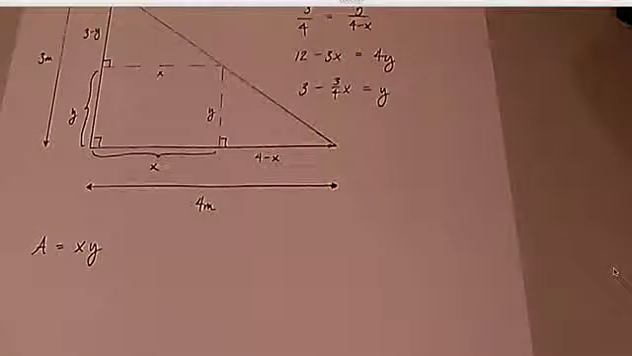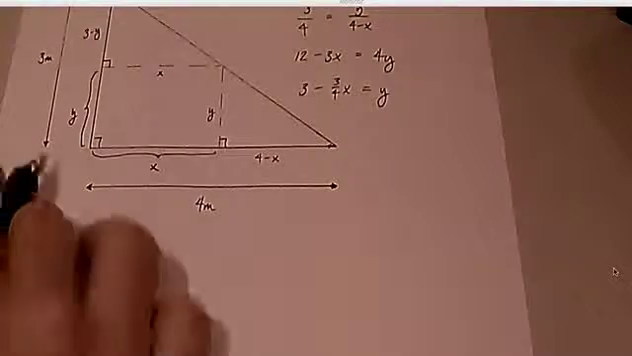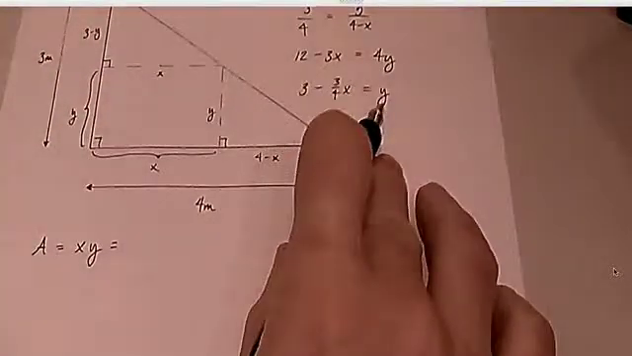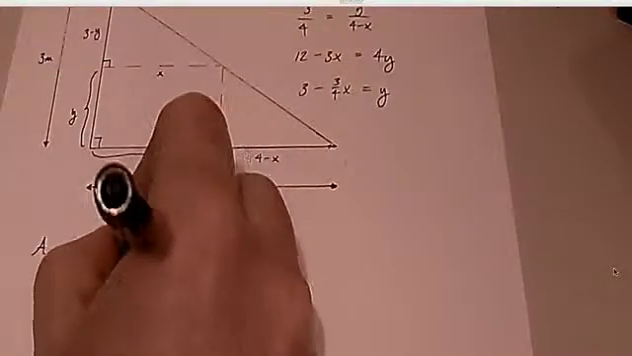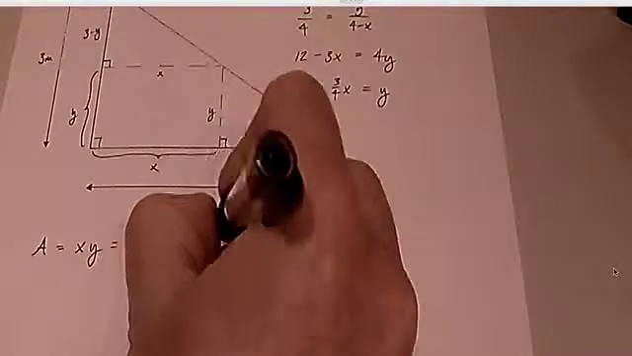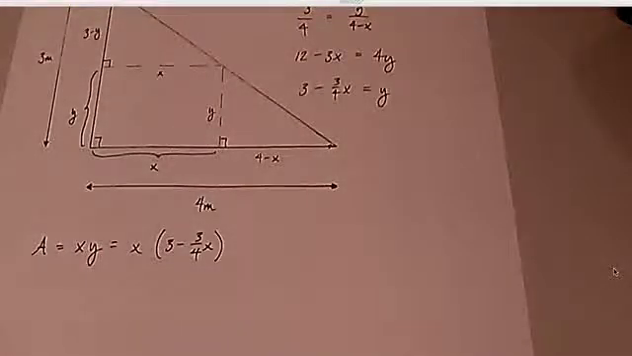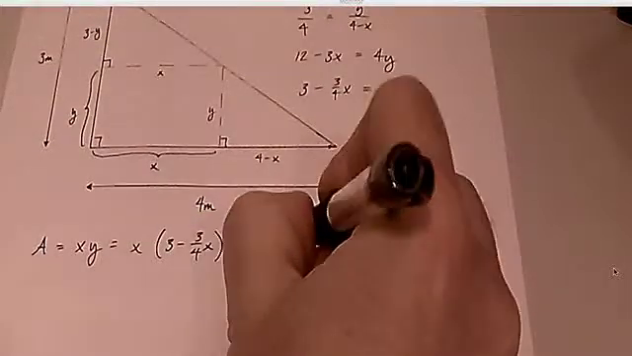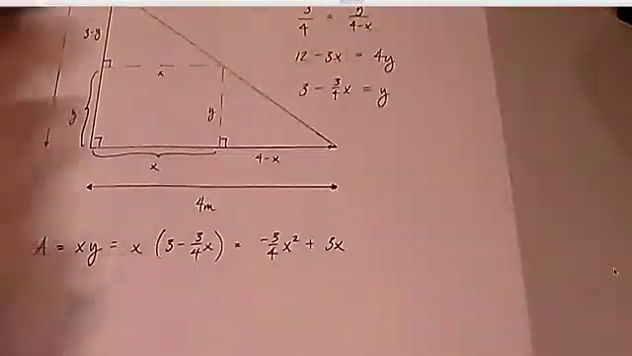I need to maximize x times y. The product, right? The area of the rectangle. But now that I have y in terms of x, that becomes negative 3/4 x squared plus 3x.